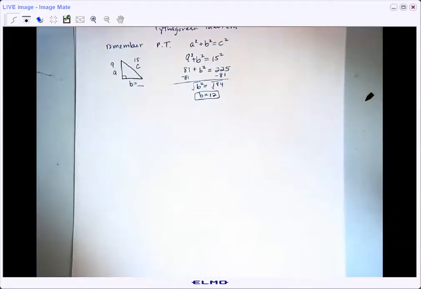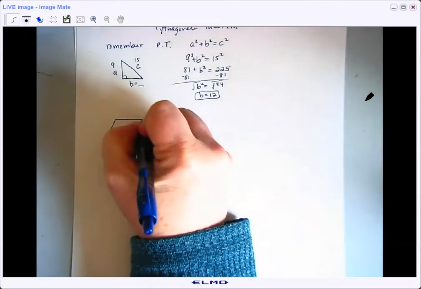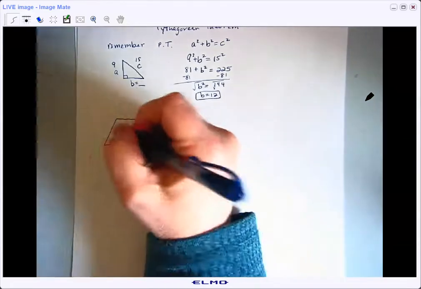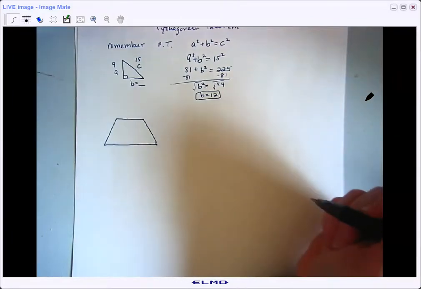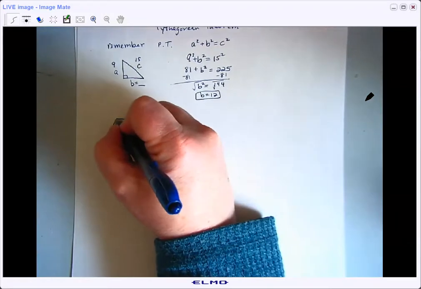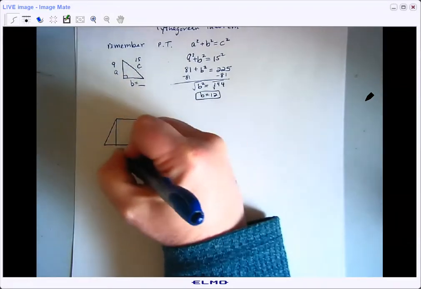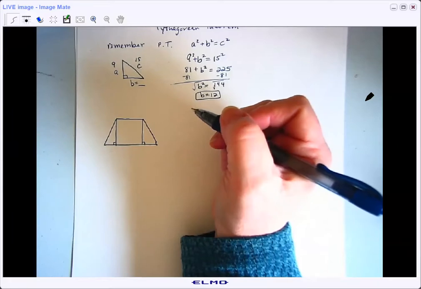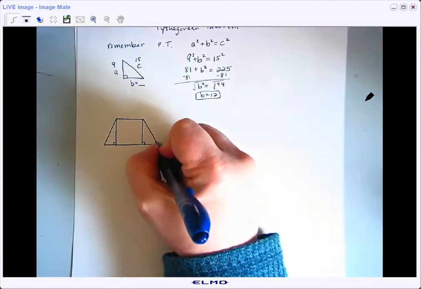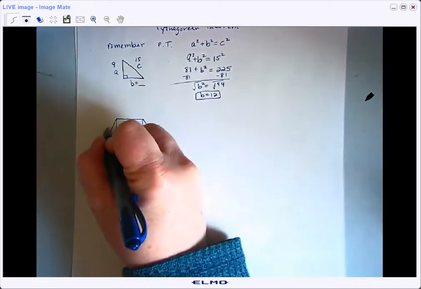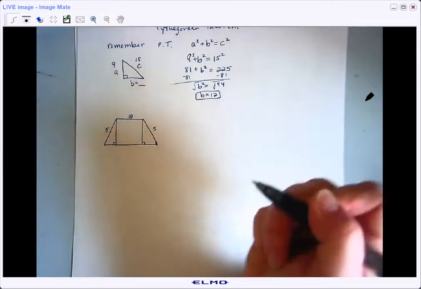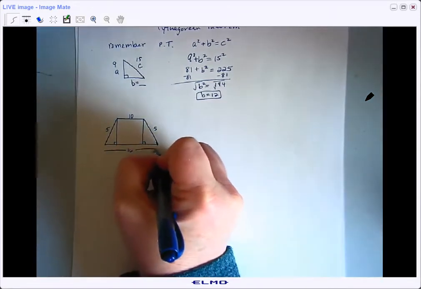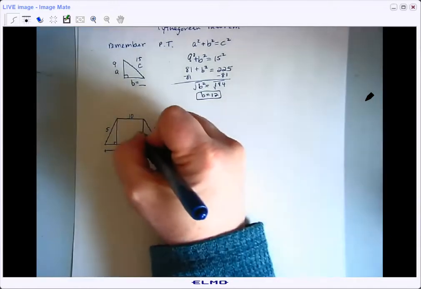So what if I have this trapezoid? It's like a swing set. And we're told that these are right angles. This is 5. This is 5. This is 10. And this is 16. And I want to find X.